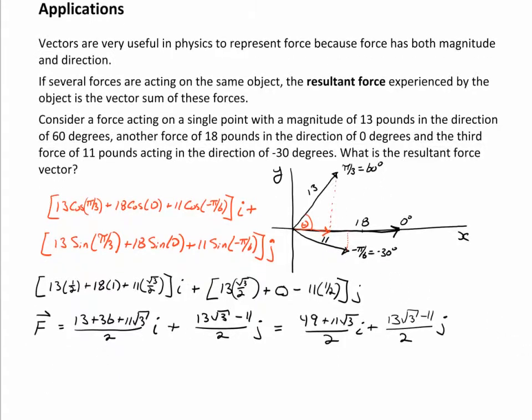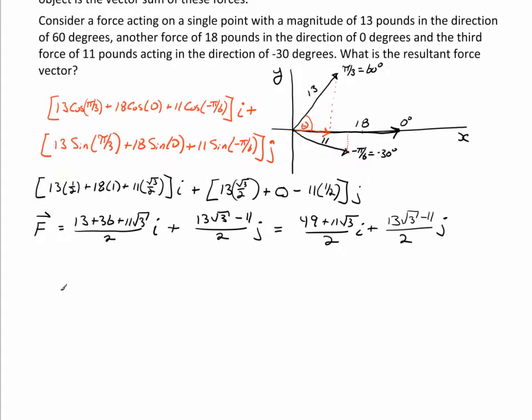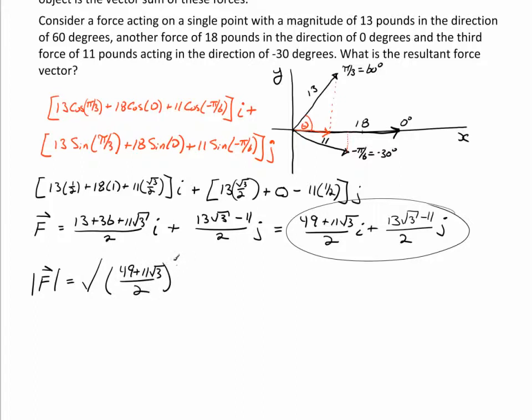Now the magnitude of the force vector is going to equal the square root of 49 plus 11 root 3 over 2, squared, plus 13 root 3 minus 11 over 2, squared, which is approximately 34.51. So I know that the length of this vector is going to be approximately 34.51.